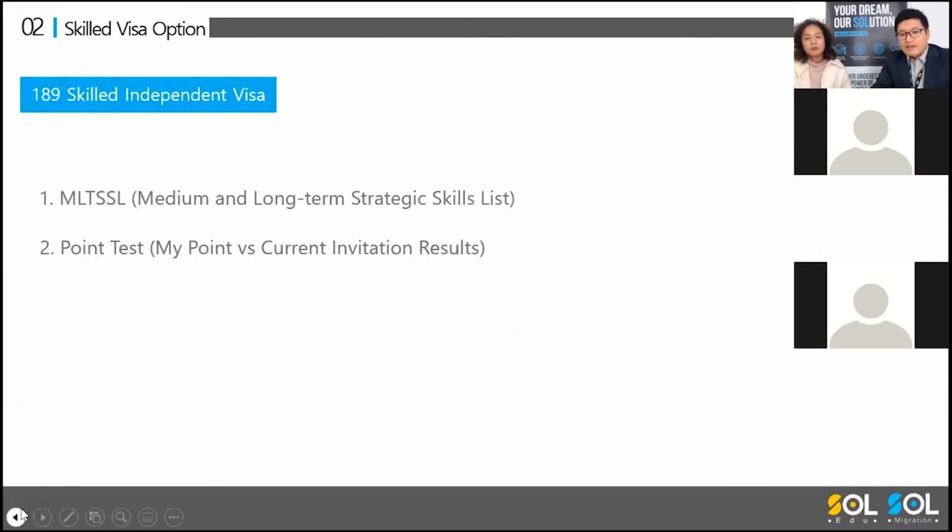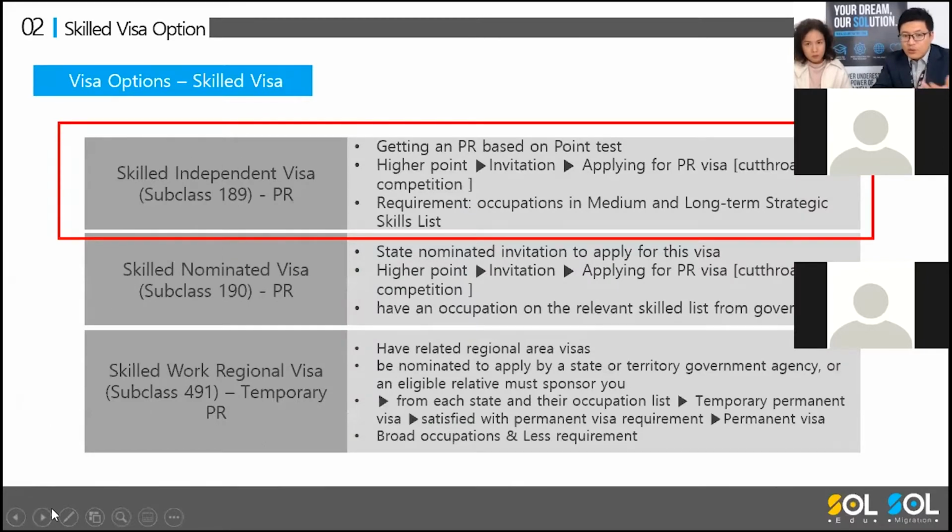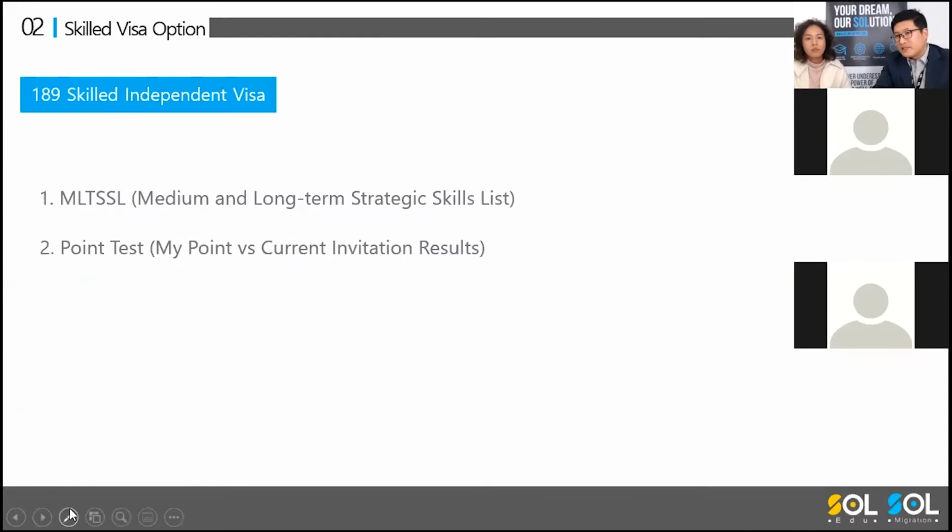Okay, let's go back to the 189. So 189 again is entirely based on the point system. If you have a higher point score than others, you get the invitation, but how much higher is very important. And then this 189 visa is only an option if you have a positive skill assessment and a nominated occupation under the medium and long-term strategic skills list. We call it the MLTSSL.